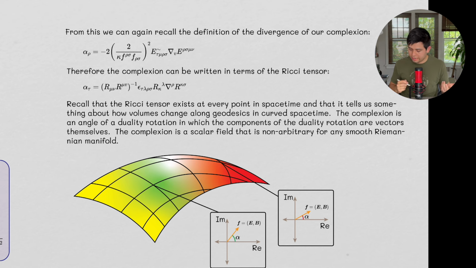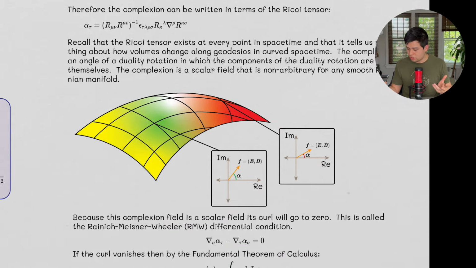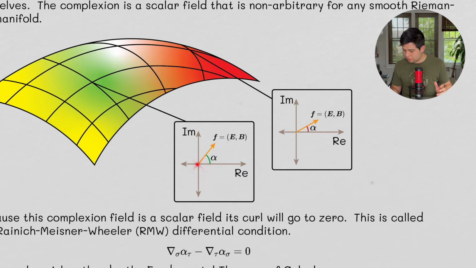The complexion is an angle of duality rotation in which the components of the duality rotation are vectors themselves, right? So the electric and magnetic vectors. The complexion is also a scalar field because it's just an angle that is non-arbitrary for any smooth Riemannian manifold. So what this is telling us is that at every point in spacetime we have some scalar, and that scalar is the complexion, and that complexion tells us how much we've rotated from the real axis, okay?